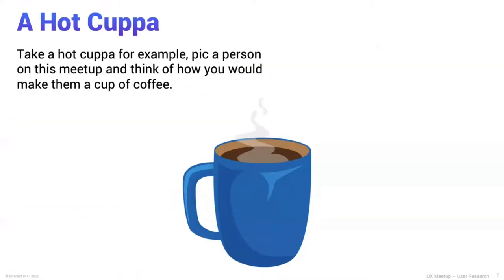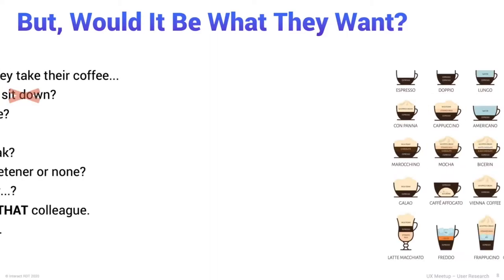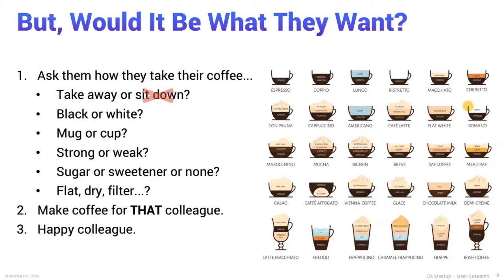So just to give you a thought starter, you have to look at all the people on this chat and all the participants on this meetup, and choose just one of them. Think about how you would make a cup of coffee for this person, and what you would make them. The question we'd ask is, would it be what they'd actually want? We all have our own preferences, and there are many variations of what we could make this person.